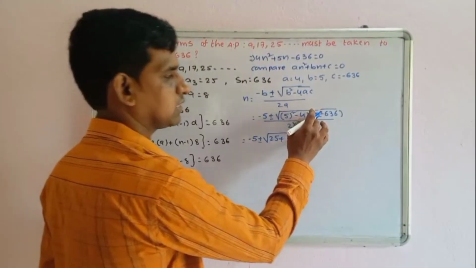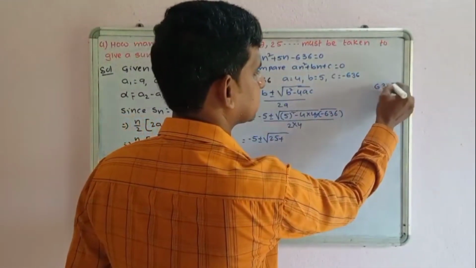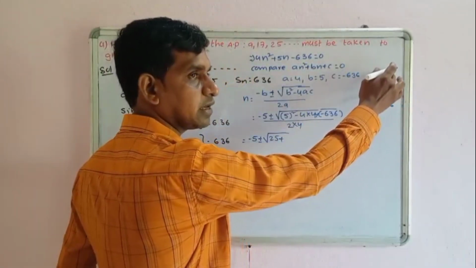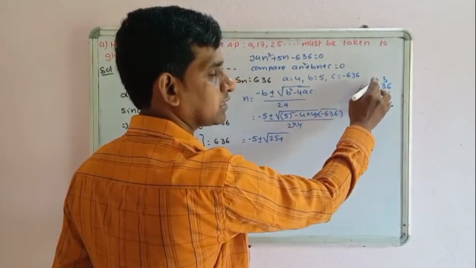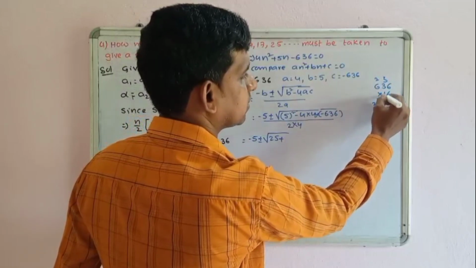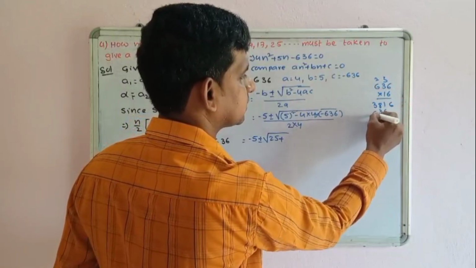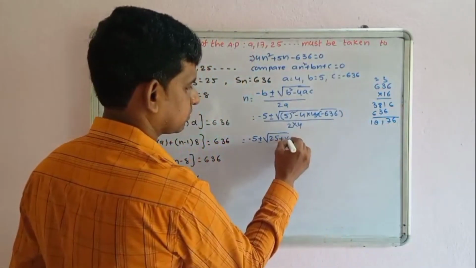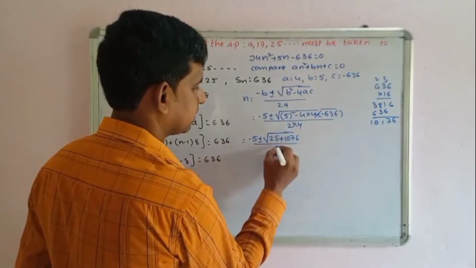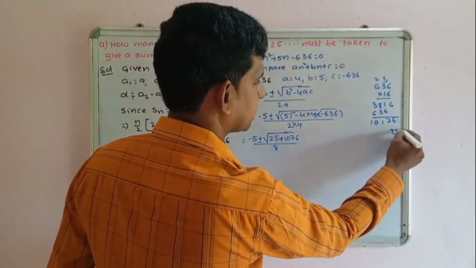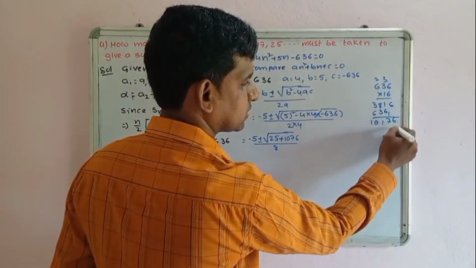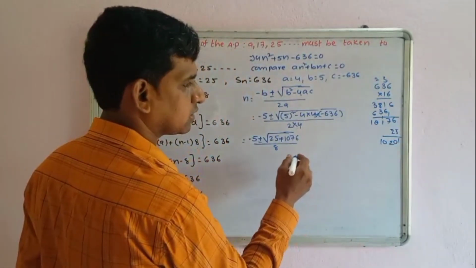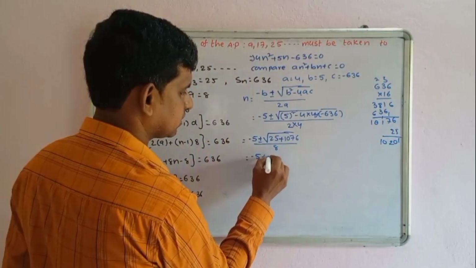So 4 fours are 16. 16 times 636. 636 into 16 is 10,176. Now add 25 to this number. So 6 plus 5 is 11, 7 plus 2 is 9, 9 plus 1 is 10. That gives 10,201. This value is under the square root, by 8.